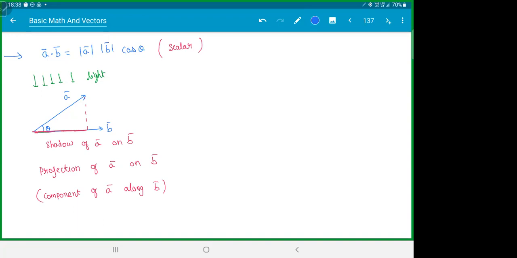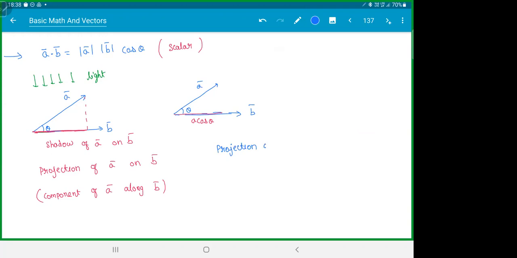So if you look at the shadow here, what will be the length of the shadow? If this is a bar, this is theta, the length of this shadow will be a cos theta. Agreed? And can you tell me the direction of this shadow? This shadow is pointing in which direction? B bar's direction. So we write like this.